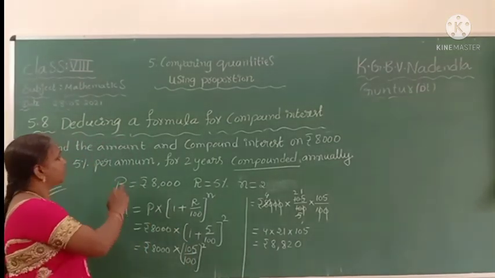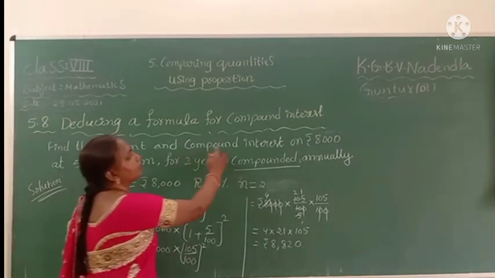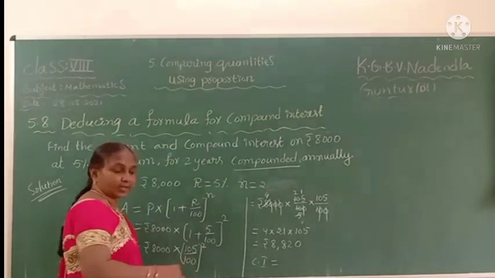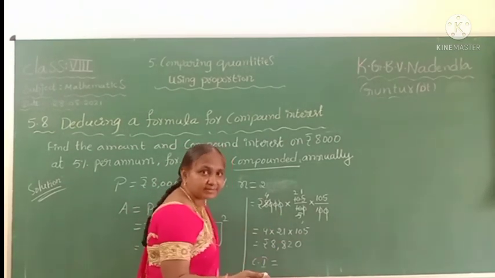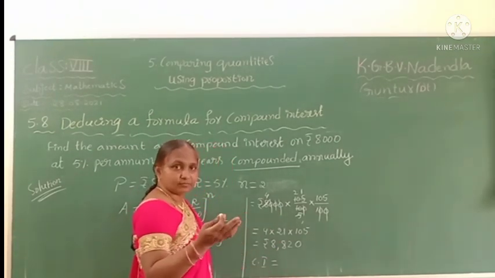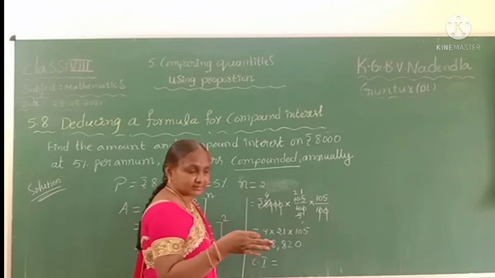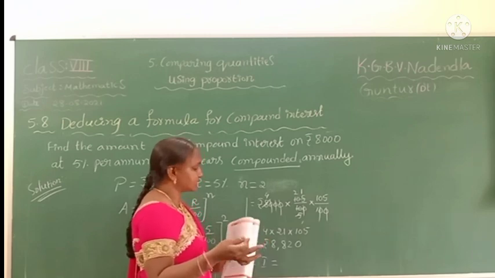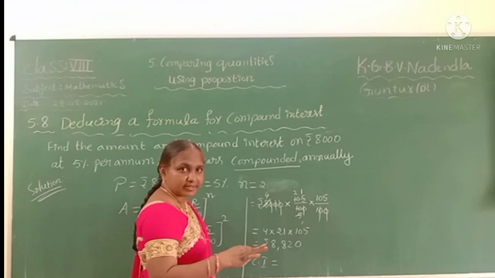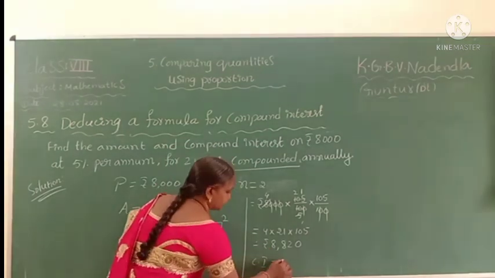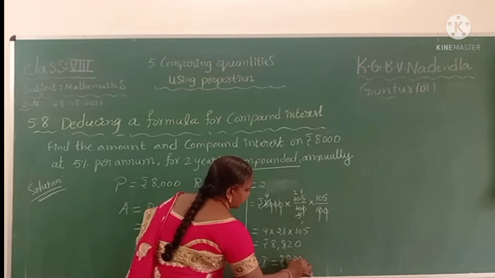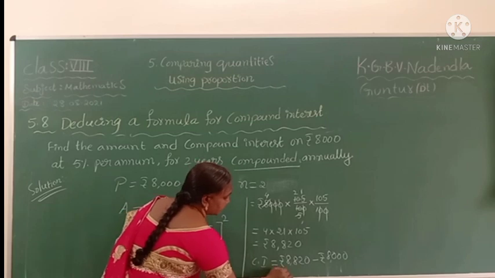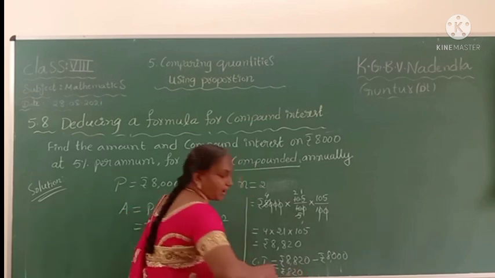8,820 rupees. In the problem, we want to find the amount and compound interest also. Okay, how do you find compound interest? If you subtract the principal amount from the amount, okay, then we get the compound interest. 8,820 rupees minus 8,000, then we get 820 rupees as compound interest.